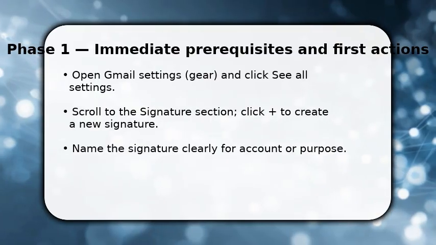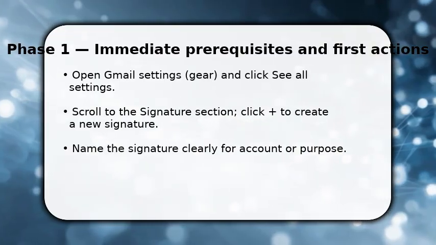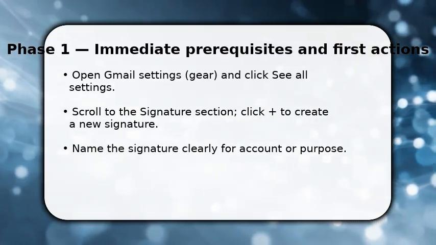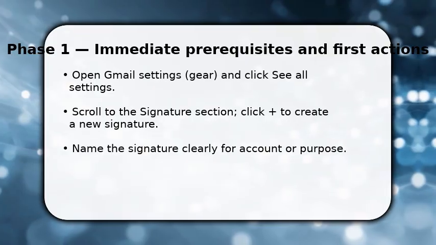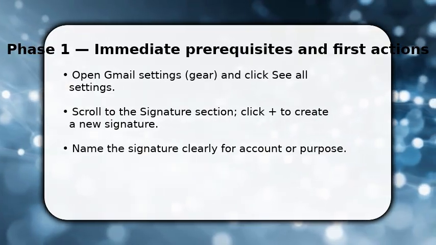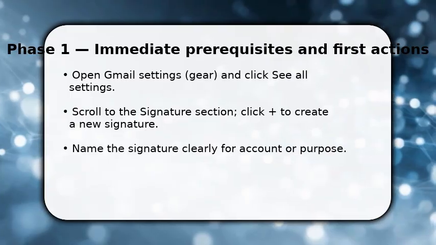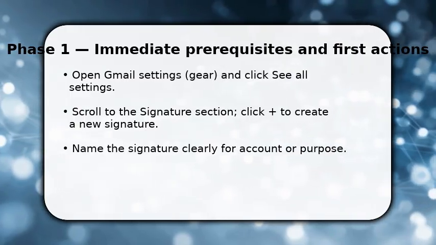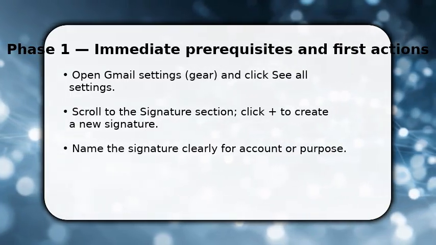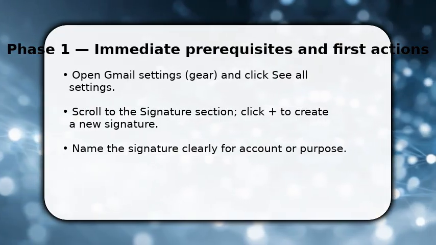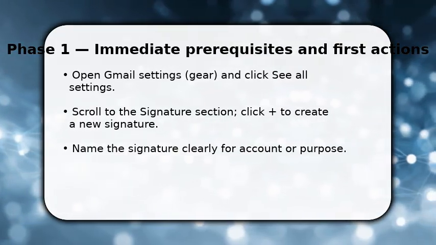You begin inside Gmail. Open Settings via the gear icon and select See All Settings so you land directly where Signatures live. Once there, scroll to the Signature section and click the plus button to create a new signature profile. Name it clearly: personal, work, or project. This helps later when you manage multiple accounts.